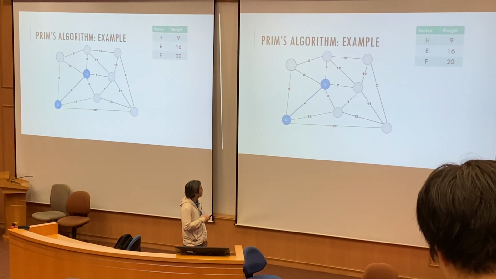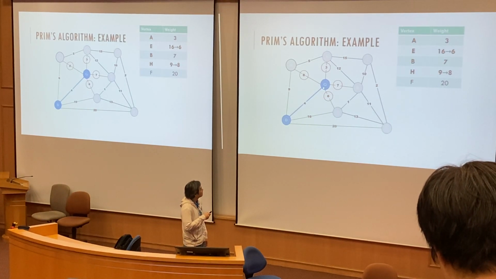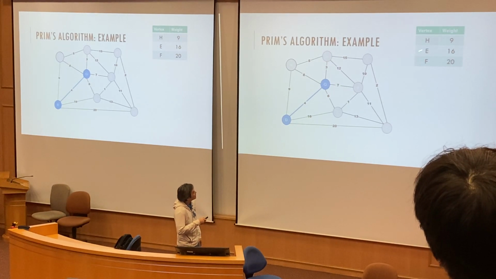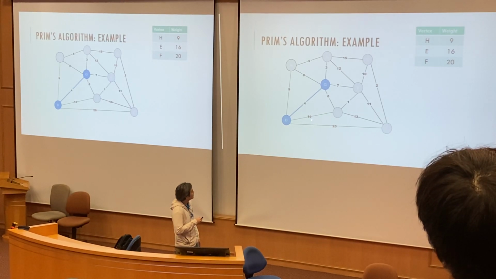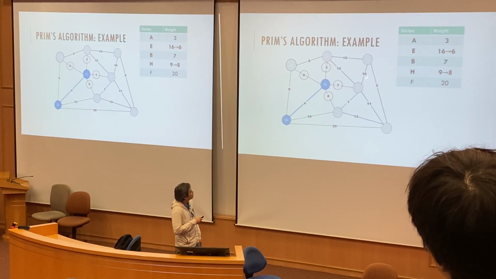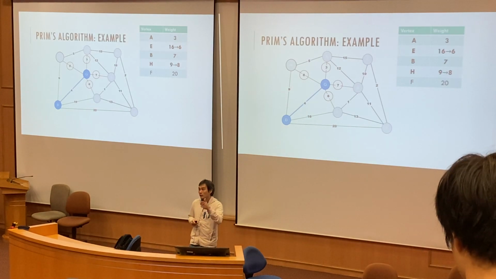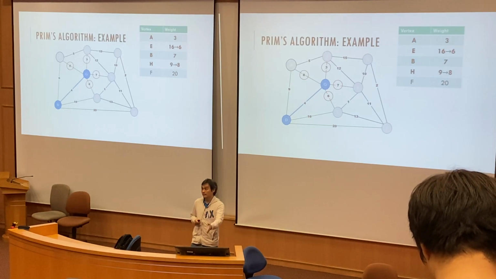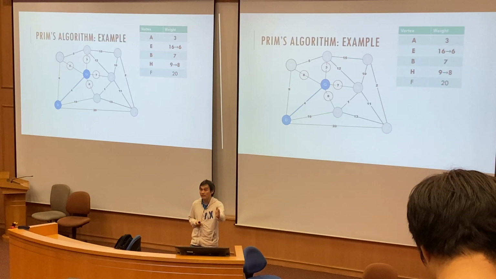For each one of them, I have to update essentially my connection to the next node. So for example, E here, when I only had D, to connect to E I needed 16. But once I add G, the connection has to be updated. The minimum edge to E is no longer 16, it's 6. So I need to update the key in my priority queue.